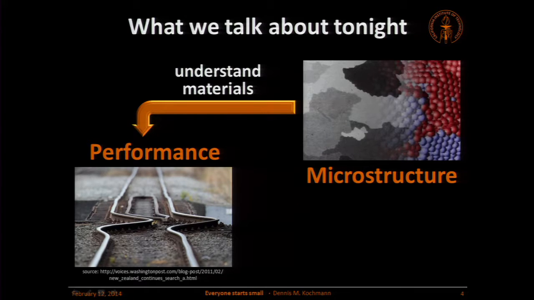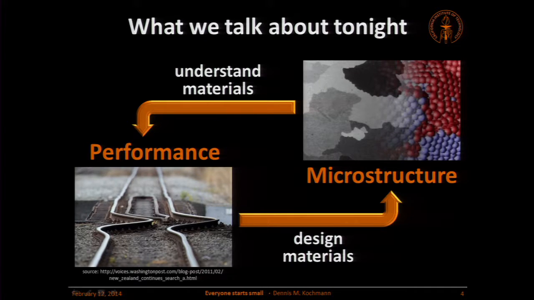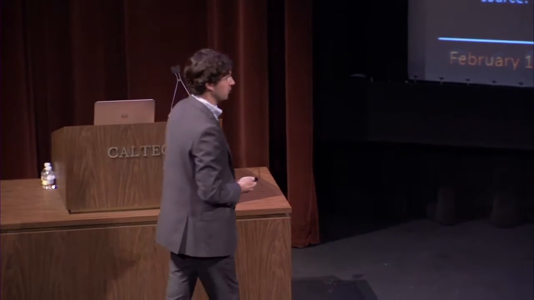Going from small to large, to understand, to model, to simulate, to predict material behavior in our everyday life. And once we have that understanding, we should be able to go the other way around. We should be able to say, if I want a certain material that has properties, how can I make this? And I'll show you some selected examples for this.